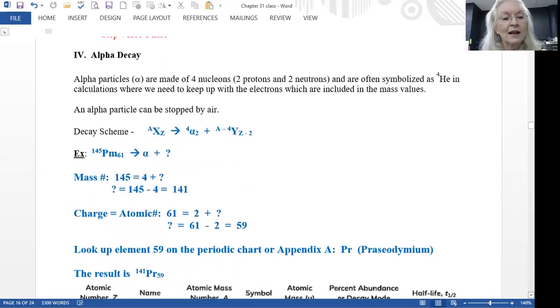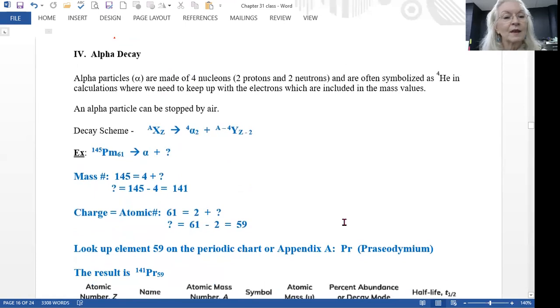We have element 61. And in fact, we have promethium 145, so that's element 61. The 145 is the atomic mass number. The 61 is the atomic number. Atomic mass numbers are always superscripts. Atomic numbers are always subscripts.